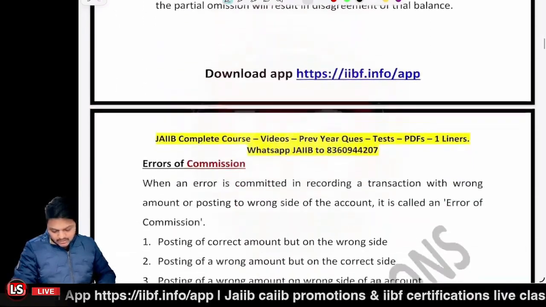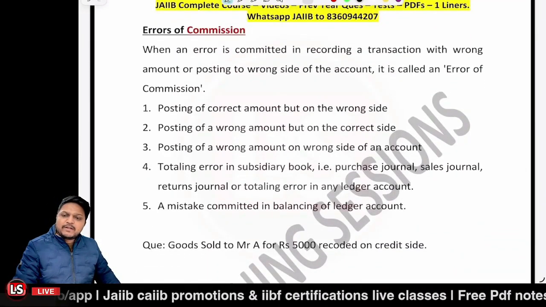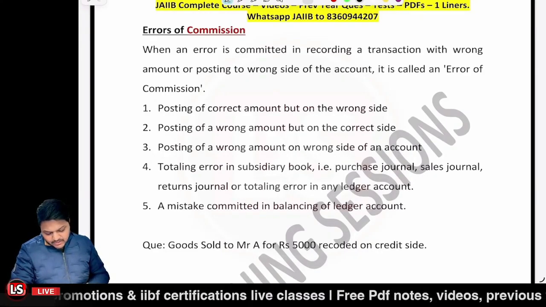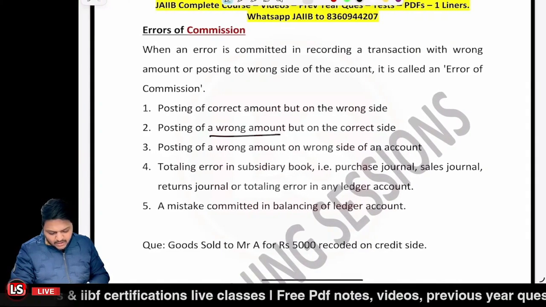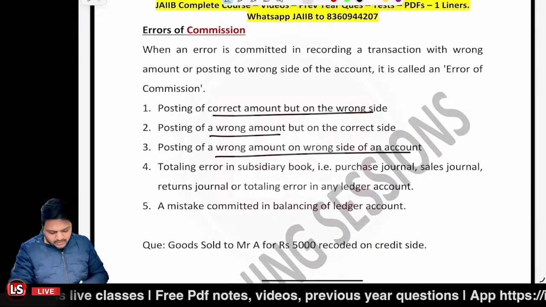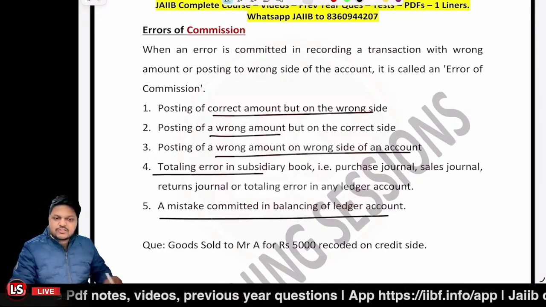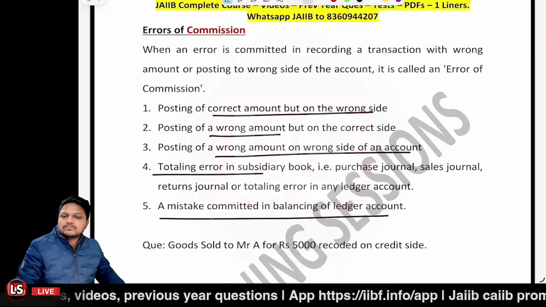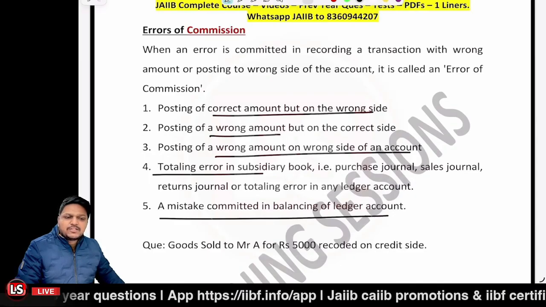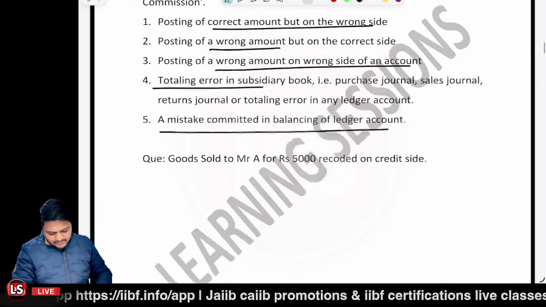Now, it's about the error of commission. I already told you there could be different things. It could be posting a wrong amount on the correct side, or a correct amount on the wrong side, or a wrong amount on the wrong side, or there could be a totaling error, or a mistake committed in balancing of the ledger account. It could be anything.